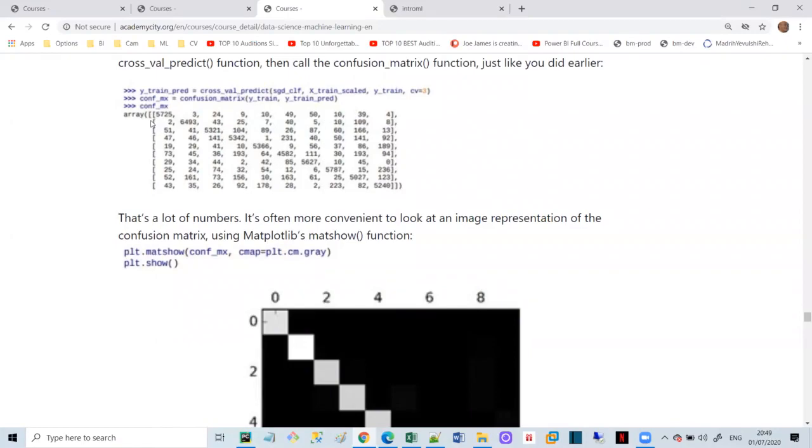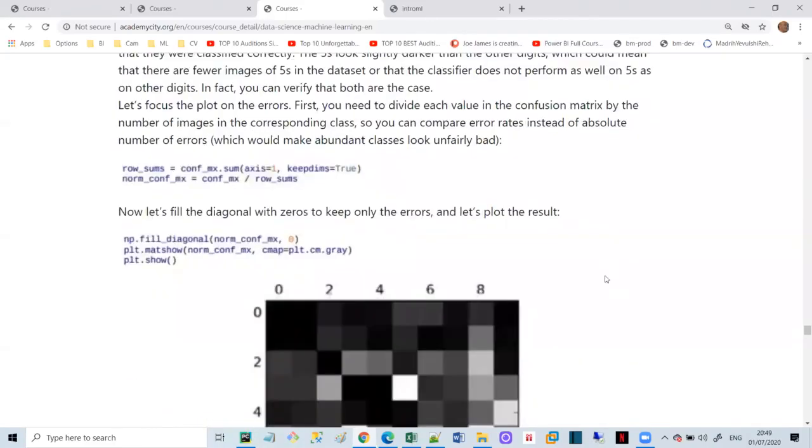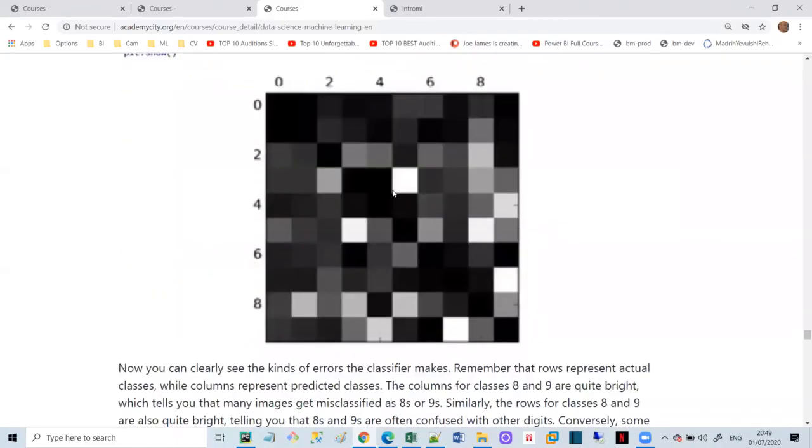If I have 7,000 ones, I will divide this one by 7,000. It will change the weight. I will be more accurate. And that's really what we do here. And then later on, we just chop the diagonal, because we know we are right there. We are interested in how wrong we are.